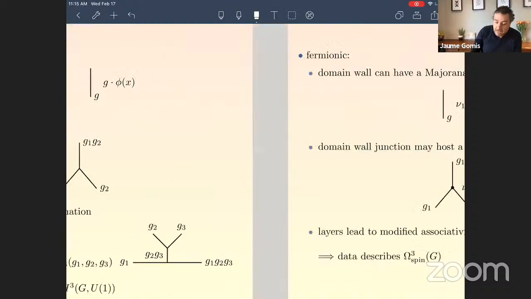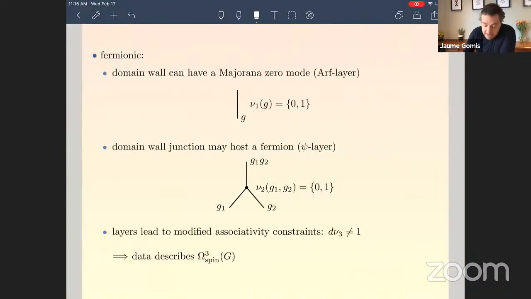Now, how is this modified in a fermionic system? The first thing is that the domain wall can have a Majorana zero mode trapped on it. So I label this by nu1. If you wish, you have the domain wall, which is one-dimensional, and on top of it you can stack a fermion, essentially. Depending on whether you have a 0 or a 1, you have a fermion or you don't. And that fermion comes from the Arf layer that ends on the boundary of where the anomalous theory lives.